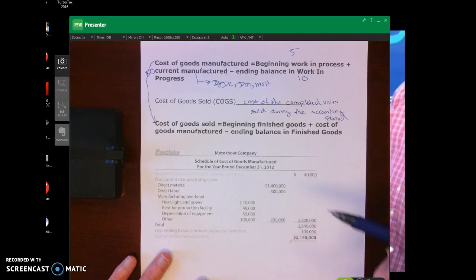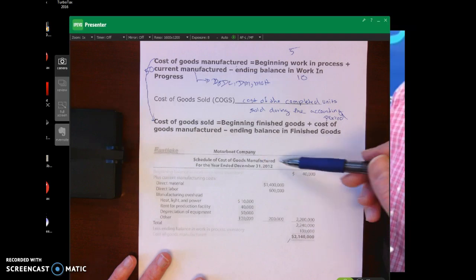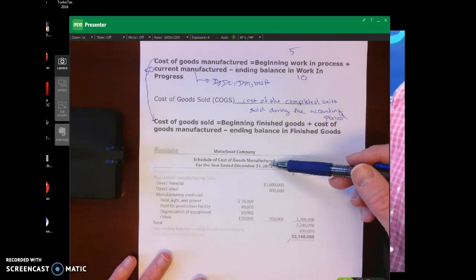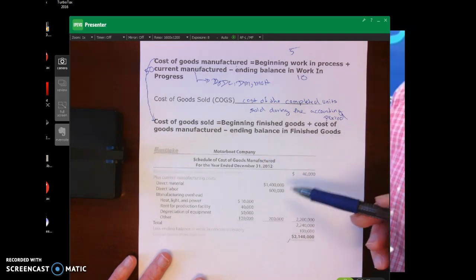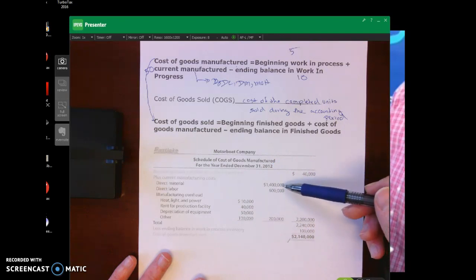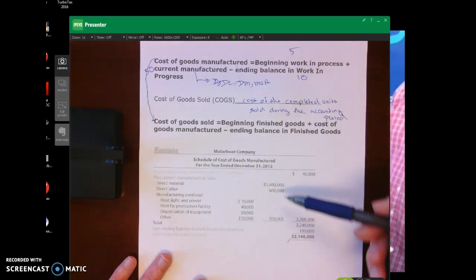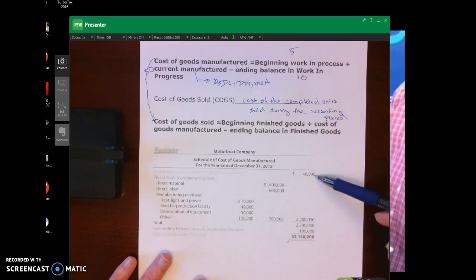If we look over here, we can look at our schedule of cost of goods manufactured. And on the next page, I have the income statement showing the cost of goods sold. So we look over here, we have our beginning WIP plus our additional manufactured costs right over here, materials, labor, and then our overhead. This gives us the total, and then we subtract out the ending. This is the cost of goods manufactured.